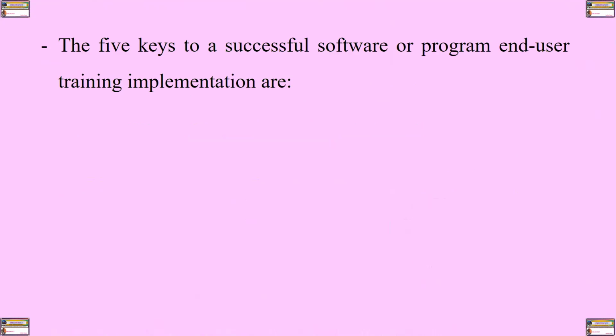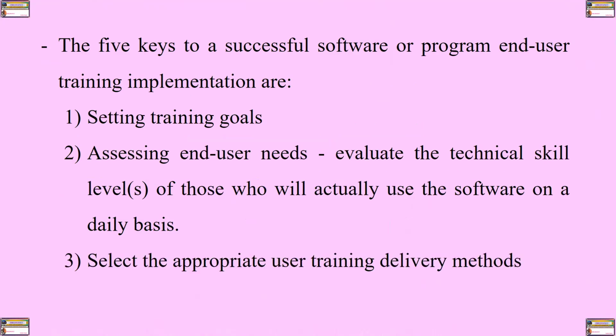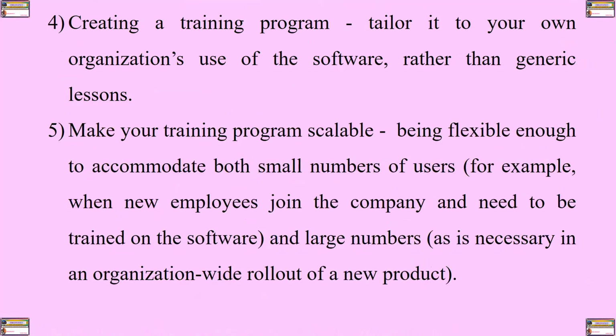The 5 keys to successful software or program and user training implementation are: 1, setting training goals. 2 is assessing end user needs. That is, evaluate the technical skill levels of those who will actually use the software on a daily basis. Number 3 is select the appropriate user training delivery methods. Number 4 is creating a training program. Tailor your program to your own organization's use of the software rather than generic lessons.